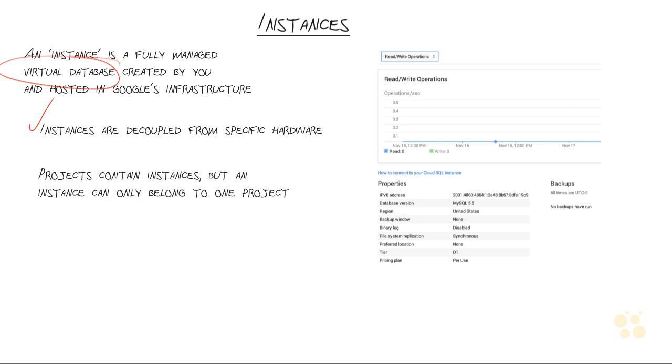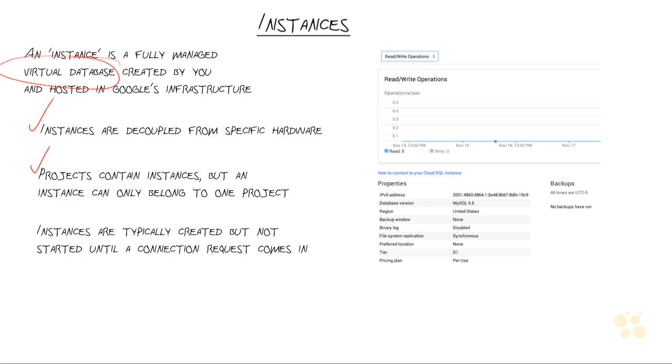Now, instances are created inside of a project, and a project, sort of the top-level organizational unit inside of your Google Cloud Platform, can have many instances, but any given instance only belongs to any one project at one time. So that's important to remember. For security purposes, the project is always the top-level controller for all of your instances.